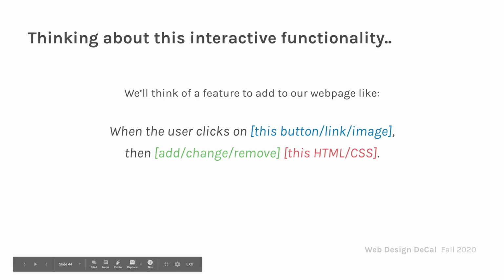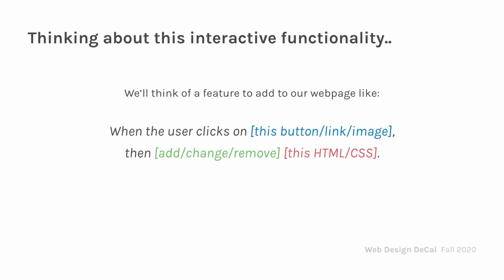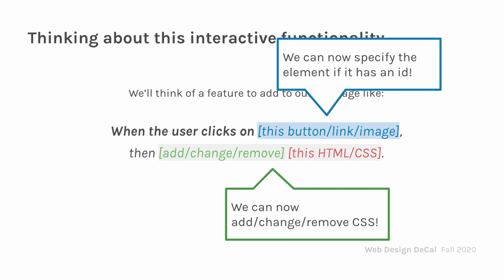So you're probably wondering why I would do this in JavaScript when I could already do it in CSS. Again, this is the interactive functionality of our web page. This is what Nick went through last week on the lecture. So we think of it like a feature to add on our web page, like when the users click on something on the page, a button, a link, or an image, then add, change, remove, whatever, this HTML, CSS. So within this one lecture, you learn all of this.